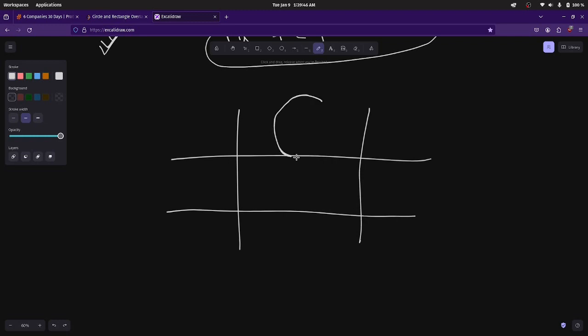Let's say it's touching here. So if it's touching here, it's not touching any of the other lines. Here there were two lines intersecting, so we're taking x and y.